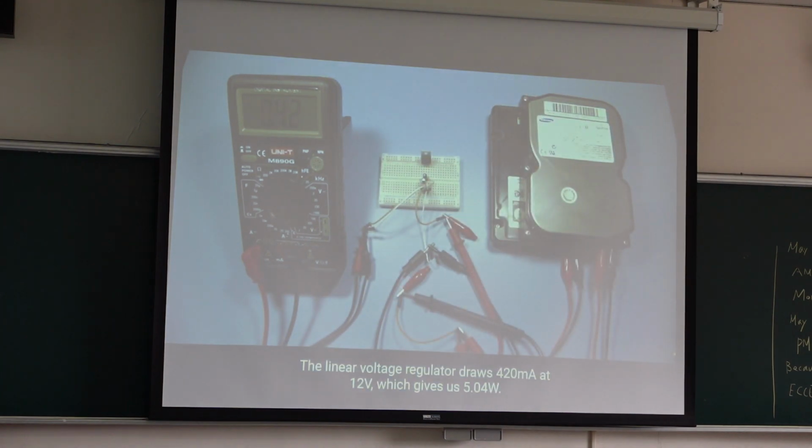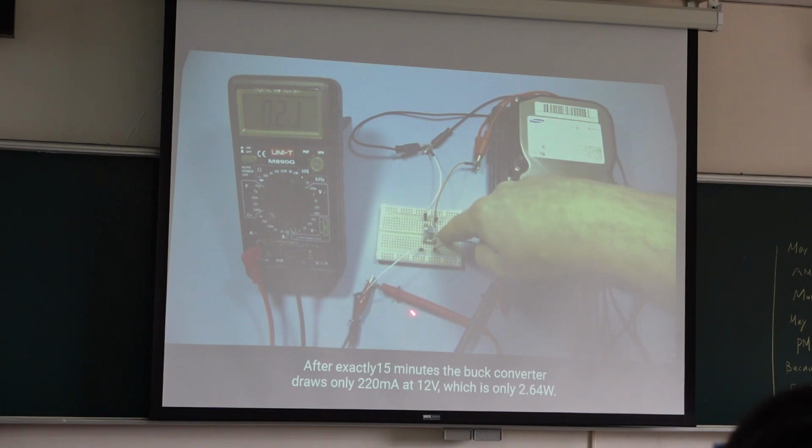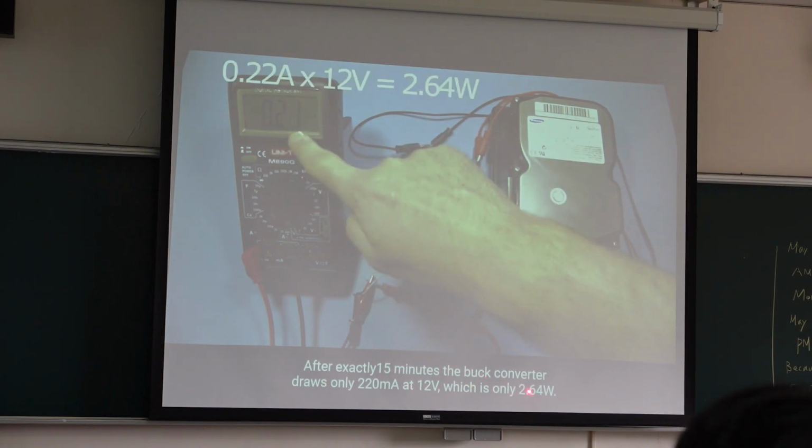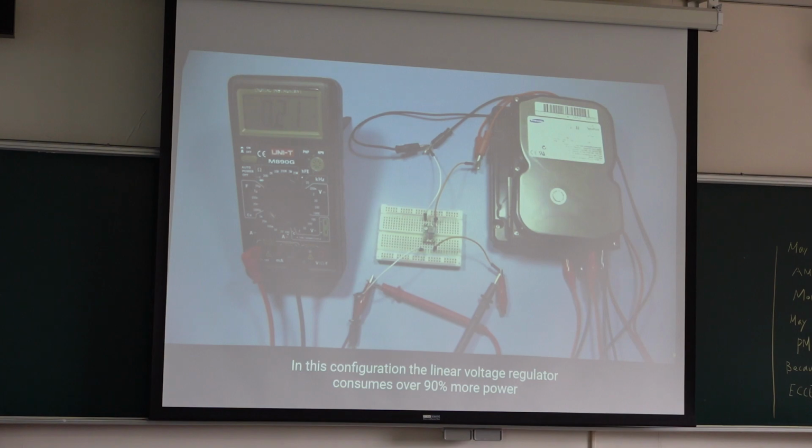The linear voltage regulator draws 420 milliamps at 12 volts, which gives us 5.04 watts. Now let's check if the buck converter can finish the same task. After exactly 15 minutes, the buck converter draws only 220 milliamps at 12 volts, which is only 2.64 watts. So in this configuration, the linear voltage regulator consumes over 90% more power, which is worth considering, especially when your device is battery powered.